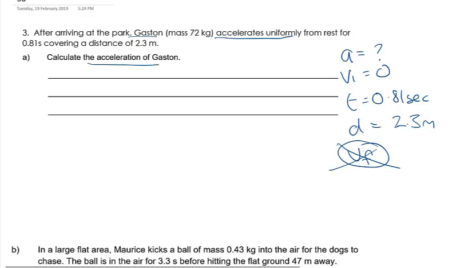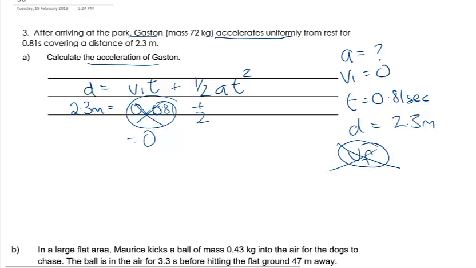So can we find an equation that has acceleration in it but doesn't necessarily have final velocity? Okay, so if we look through the equations, we come across this one: distance equals initial velocity times time, which equals 0 times time. I could put time in as 0.81, but it doesn't really matter because this is going to end up being equal to 0.